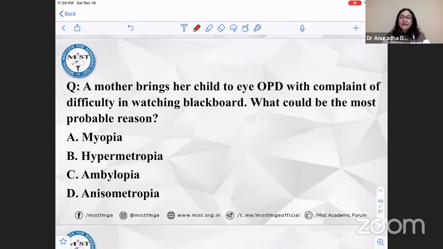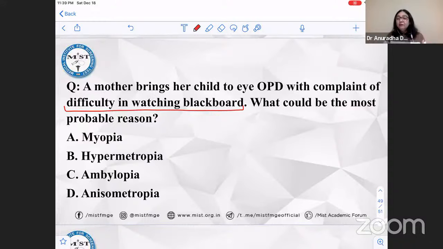Coming to the last question of the session, recall session. A mother brings her child to OPD with complaints of difficulty in watching blackboard. What could be the most probable reason? The choices given were myopia, hypermetropia, amblyopia, and anisometropia. So here again, a good question, and the clue was difficulty in watching the blackboard, because that is the specific problem suffered by the child.